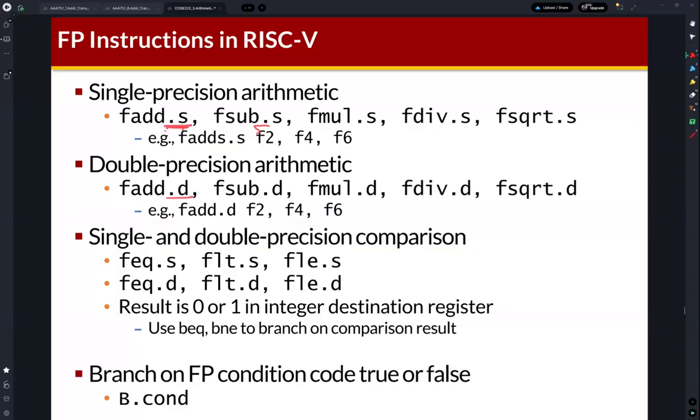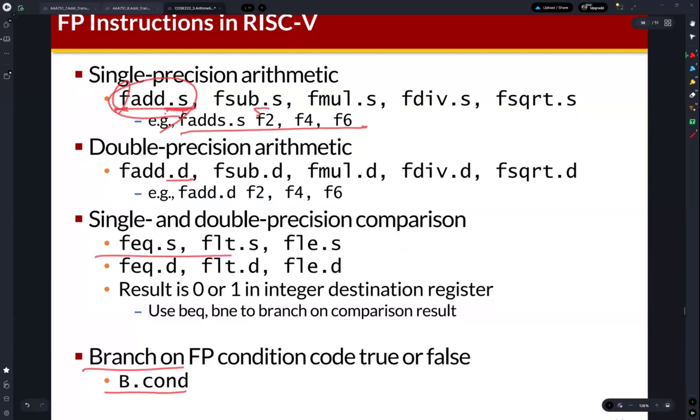And as you can see, these instructions start with f. F represents floating point. So fadd.s means this is the floating point add for single precision numbers, right? And this is the example. And then branch also has its floating point version, okay?